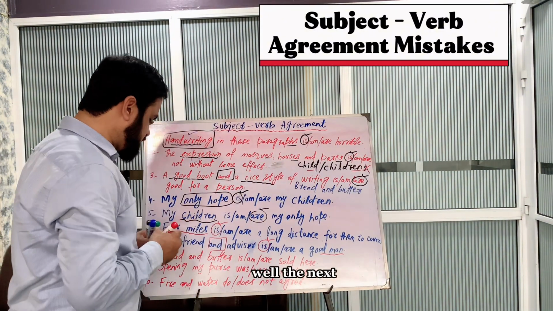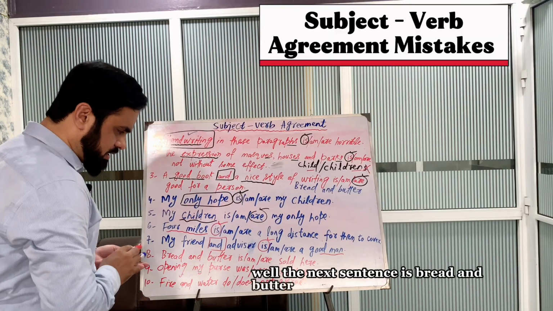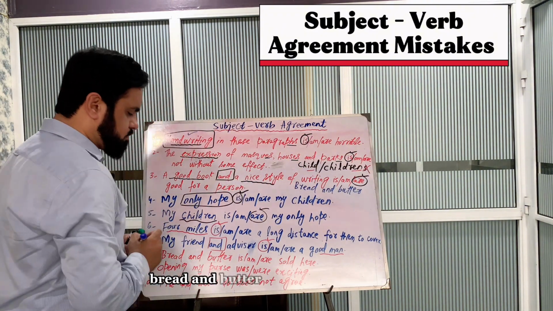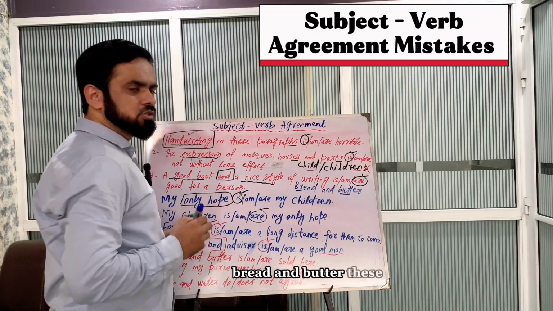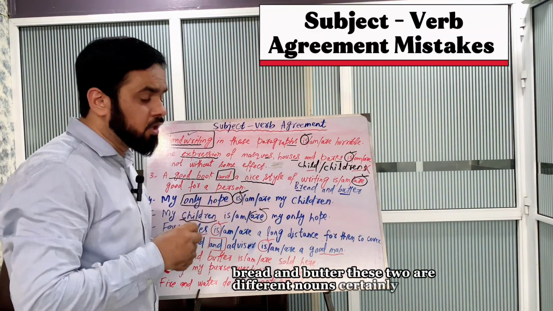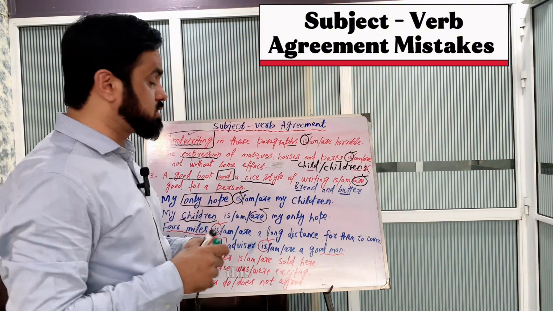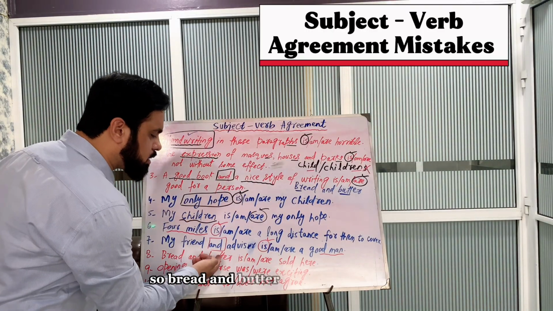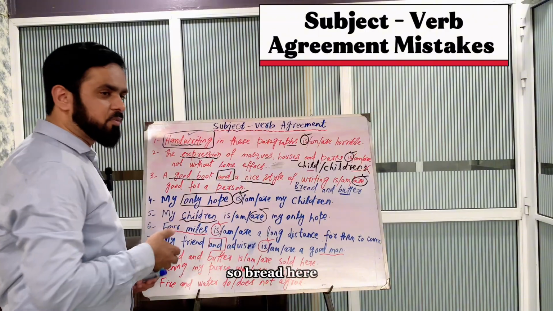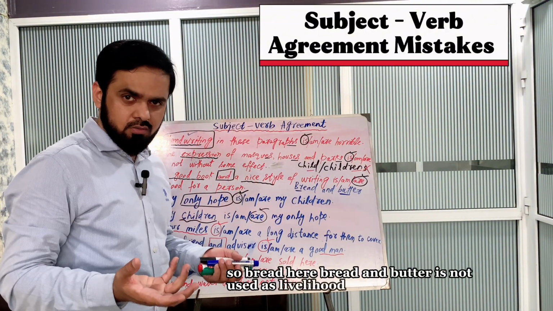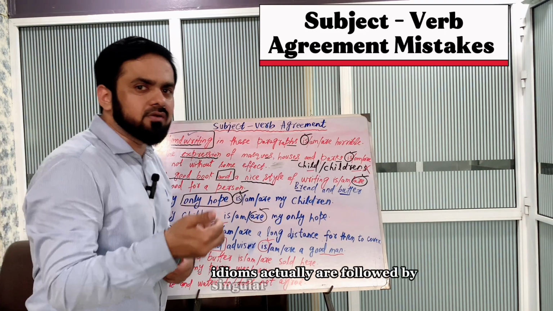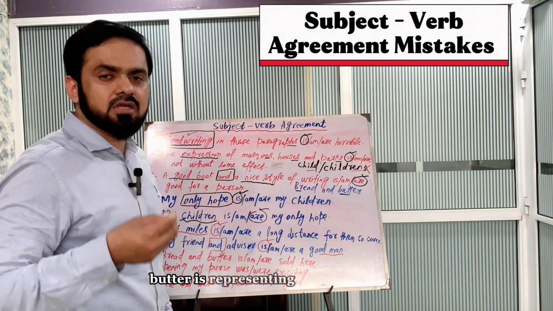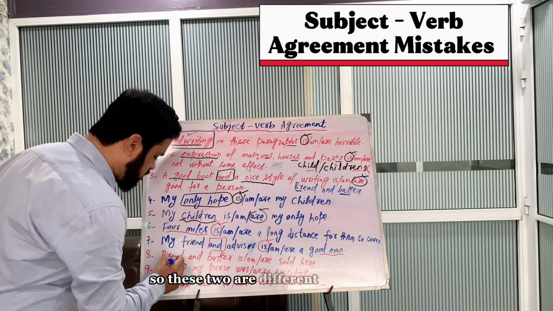Okay. Well, the next sentence is bread and butter is, am or are, sold here, right? Bread and butter, actually these two are different nouns, certainly. But if we have a look at this in another sense, this is also an idiom. Bread and butter means livelihood, right? So bread and butter is not used as livelihood here, right? Idioms actually are followed by singular verb. So bread and butter, here bread is representing one idea, butter is representing another idea. So these two are different nouns here.